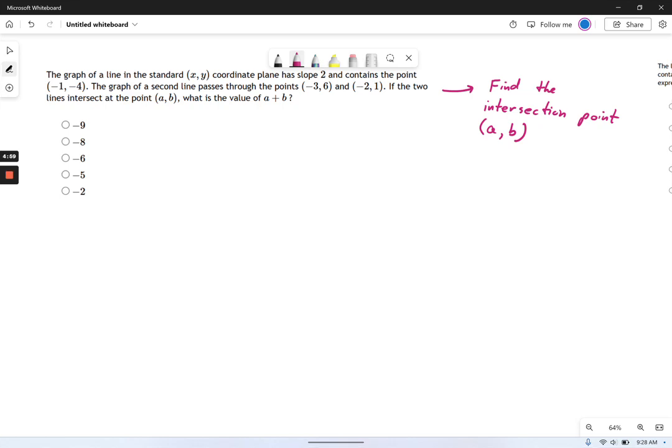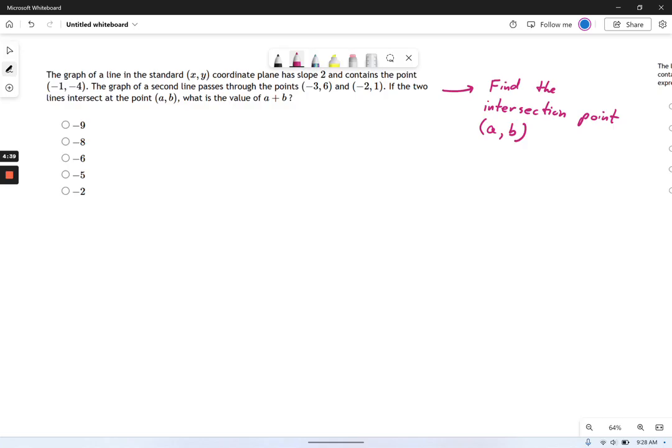The goal of this problem is to find the intersection point (a, b) of two lines. Now we're given some information about each line, but it's not going to be quite so straightforward to find this intercept point. We're going to have to be sure that we're going through the equation of a line in standard form and being careful about the slope, the y-intercepts, and all that stuff.